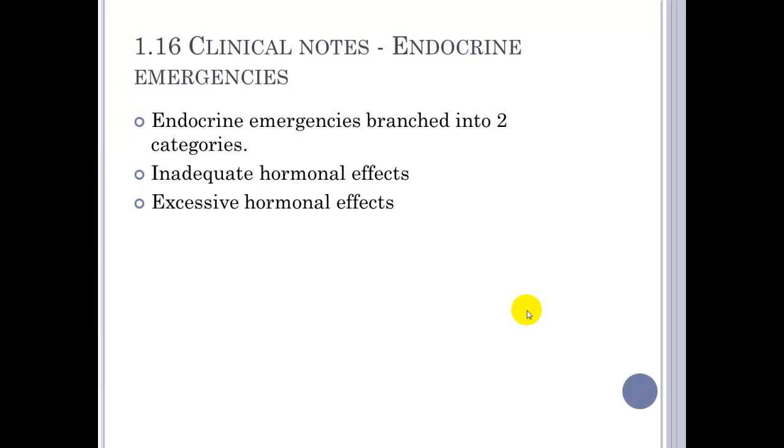Clinical notes, endocrine emergencies. Endocrine emergencies are pretty much branched into two categories: inadequate hormonal effects and excessive hormonal effects. Example of this, let's say you have pheochromocytoma. Now that's a $5 word for you have a tumor on your adrenaline gland. Now you would not, let's say you're sitting home watching the news and all of a sudden your heart rate increases to about 220 beats per minute and you start breathing at about 40 times per minute.